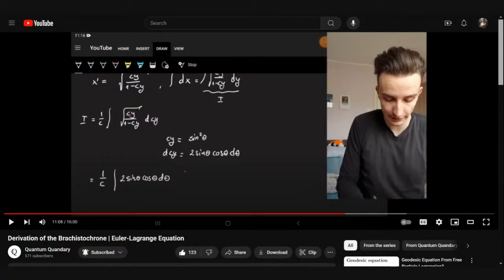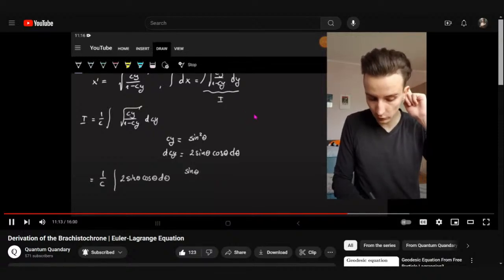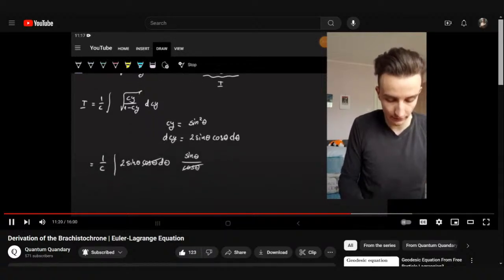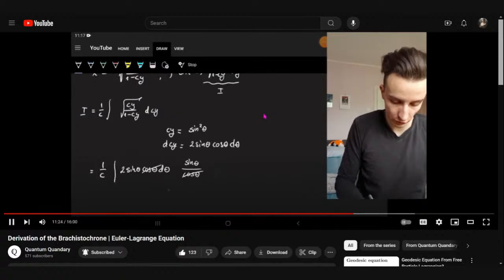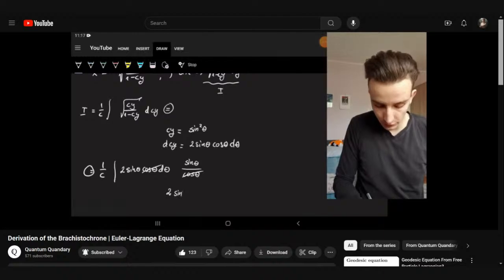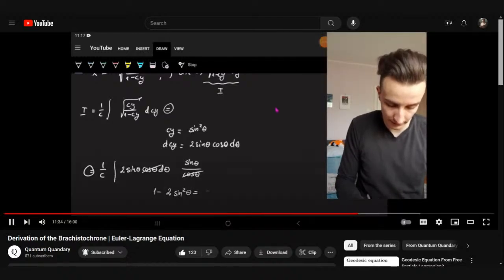Next, this looks like sine theta over cosine theta, so that's sine theta. And 1 minus cy is 1 minus sine squared, which is cosine squared. The square root is cosine theta. So this part and this part die, and we have 2 sine squared theta. Right. Now note that 2 sine squared theta is, well, 1 minus this is cosine 2 theta.